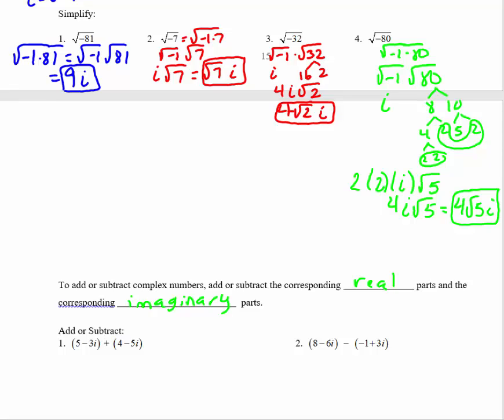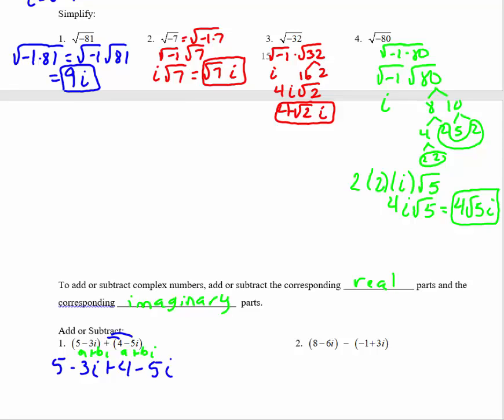Well, for number 1, it says (5 minus 3i) plus (4 minus 5i), and they told us to add or subtract. The reason why they have the parentheses is to show that, in a sense, this is the first complex number, a plus bi, and this is the second complex number, a plus bi. But what you notice is in between is a plus sign, we don't need to distribute anything but a plus sign, which doesn't change anything. So we end up dropping off the parentheses, so 5 minus 3i.